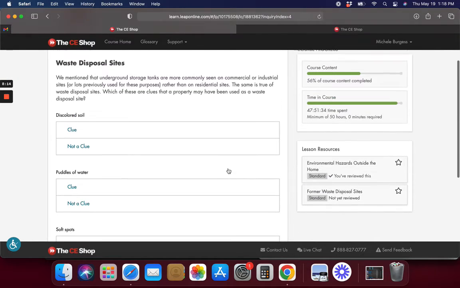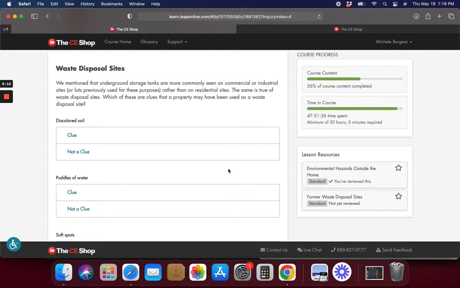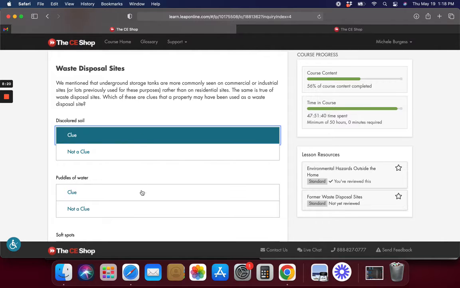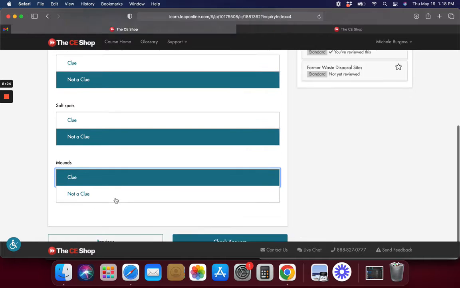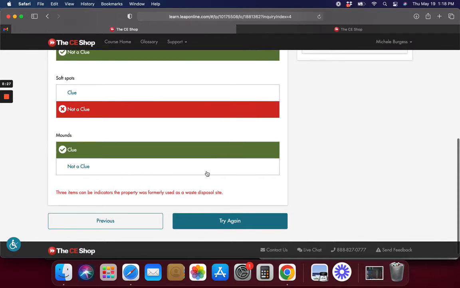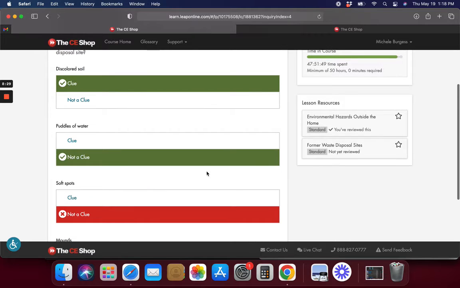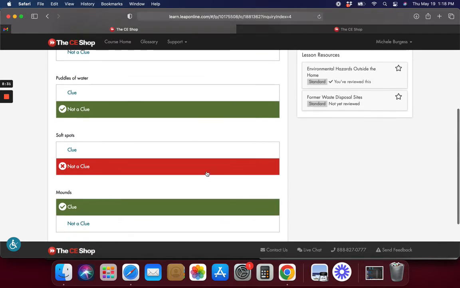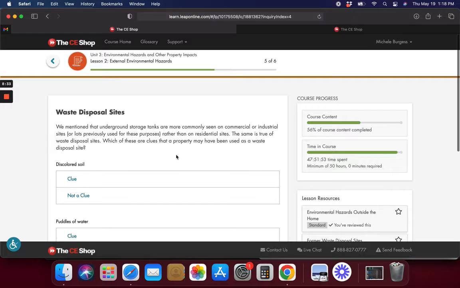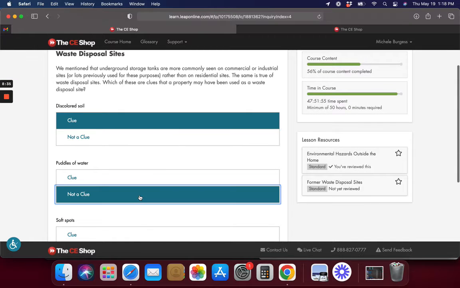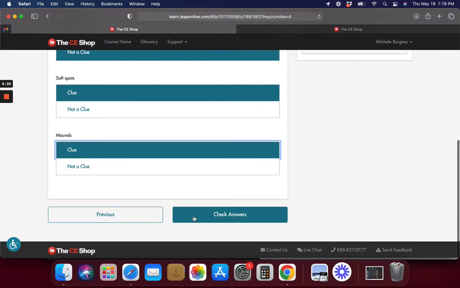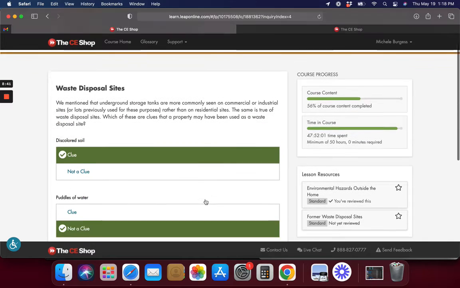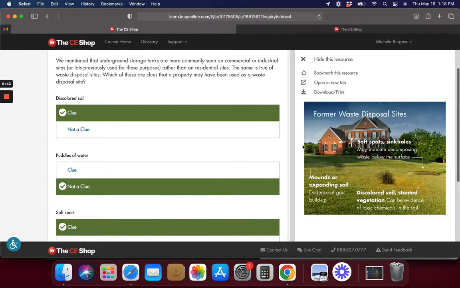What are disposal sites? Which of these clues show a property may have been used as a waste disposal? Puddles of water, I don't know about that. Mounds, maybe. Let's see, I don't know. Soft spots are a clue. Soft spots are a clue? Okay, maybe I need to go back and look at this picture again. Okay, let's go back and see. Did we cover former waste site disposals?